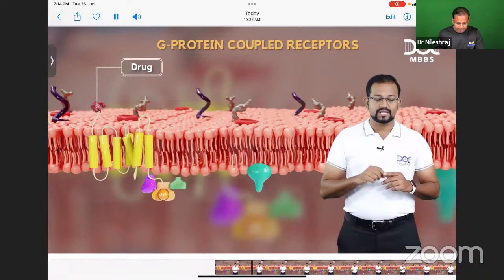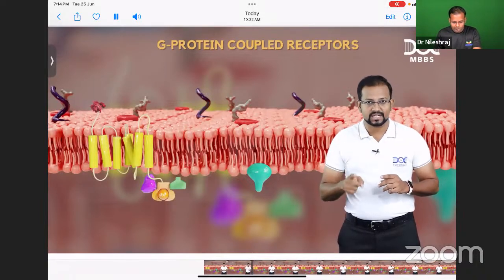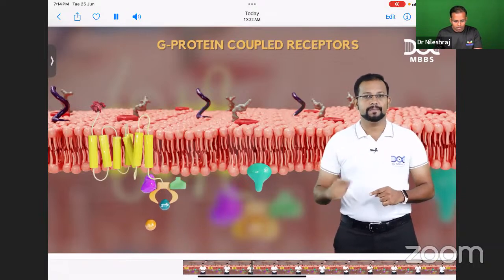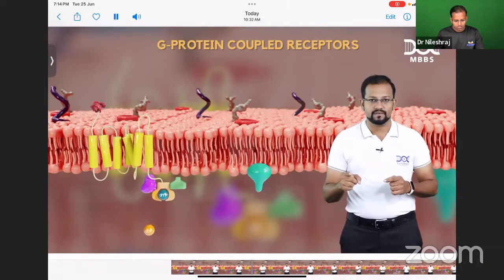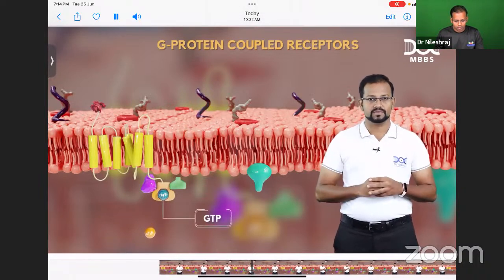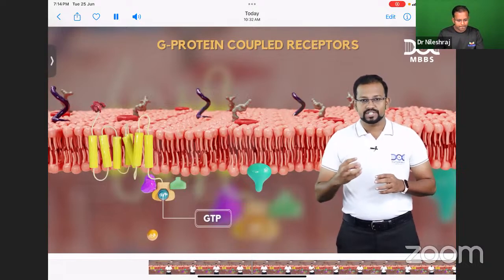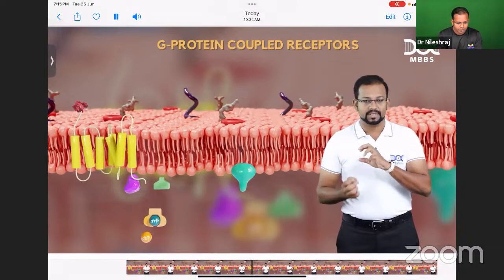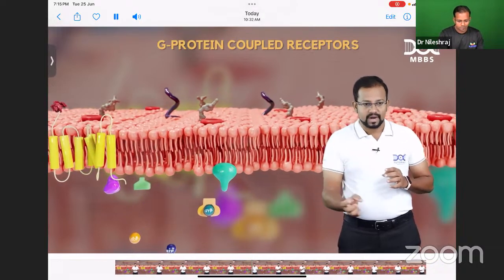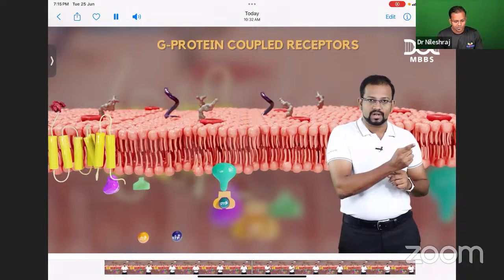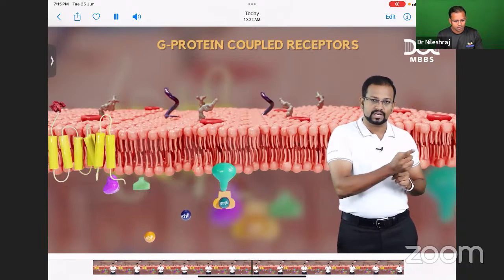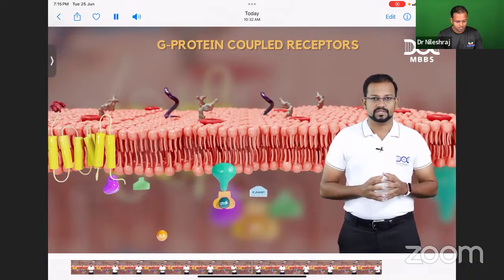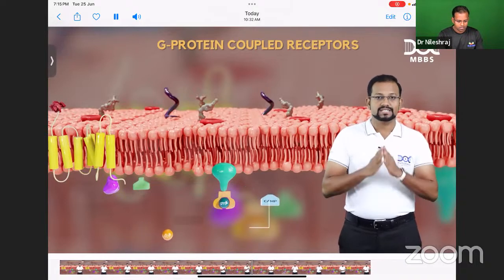The impulse gets transmitted from the extracellular domain towards the intracellular domain. Alpha GDP will be converted to alpha GTP, triphosphate molecules. Once the alpha is converted to GTP, it is no longer associated with the beta gamma subunit. It will be dissociated, and it comes and binds with the effector. Alpha GTP binds with the effector, and this effector in turn produces certain substances, which are called second messengers.